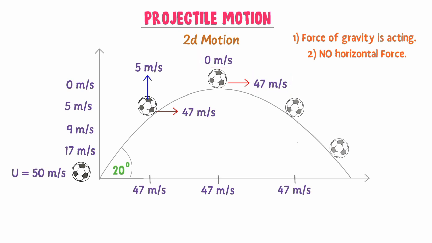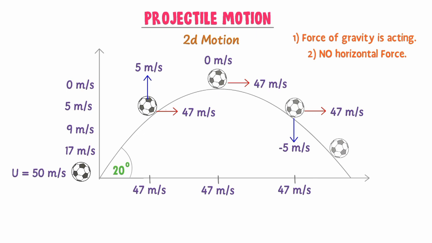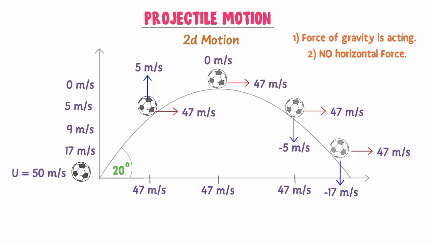Now the ball will start falling down. At this point, the vertical velocity of the ball is negative 5 meter per second and its horizontal velocity is 47 meter per second. And at this point, the vertical velocity of the ball is negative 17 meter per second and its horizontal velocity is 47 meter per second. Remember that the negative sign doesn't indicate a smaller value. It only indicates the opposite direction of the ball.